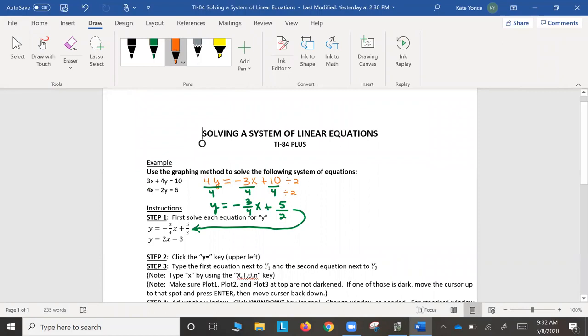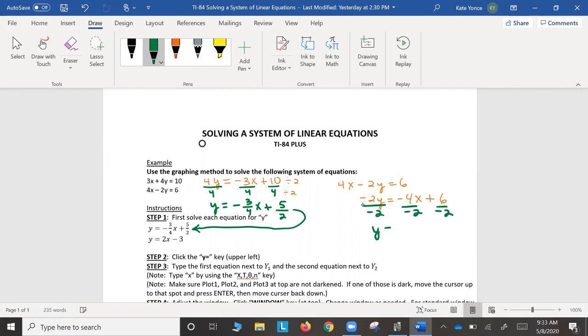Our second equation was 4x minus 2y equals 6. I need to take the 4x over to the right. That will make it negative 4x. And then I need to divide by negative 2.